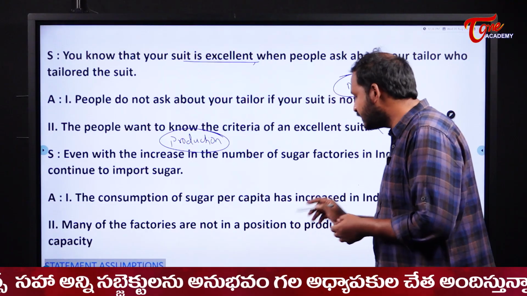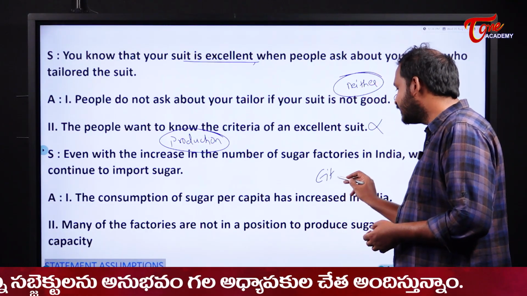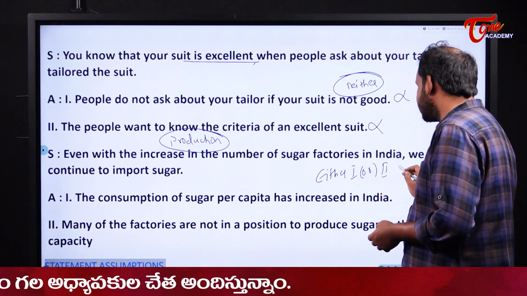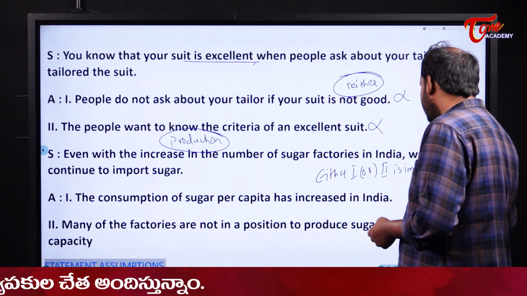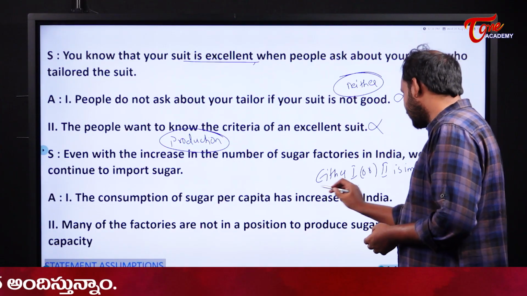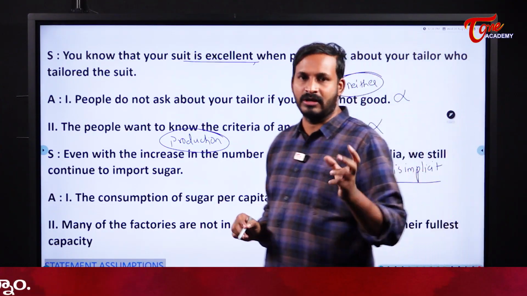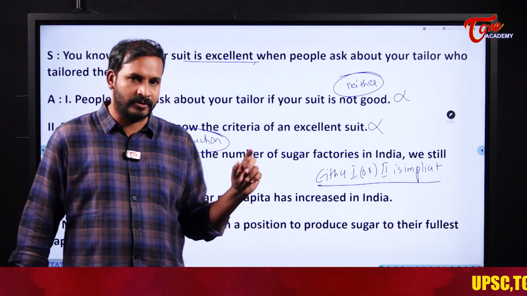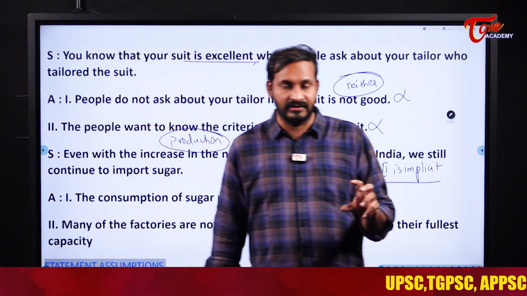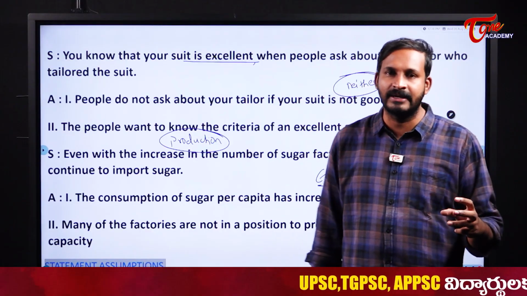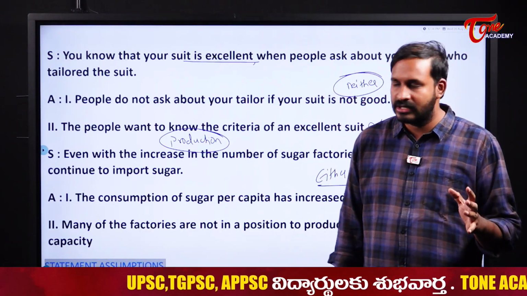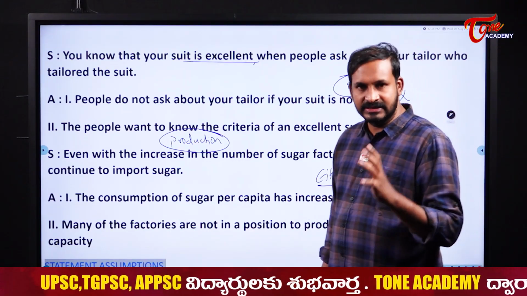So here we will write our answer as either 1 or 2 is implicit. Understood, students? Especially the questions which are related to production, there is a chance for either or. I am not saying that each and every time it will become either or. There will be a good chance of having either or.